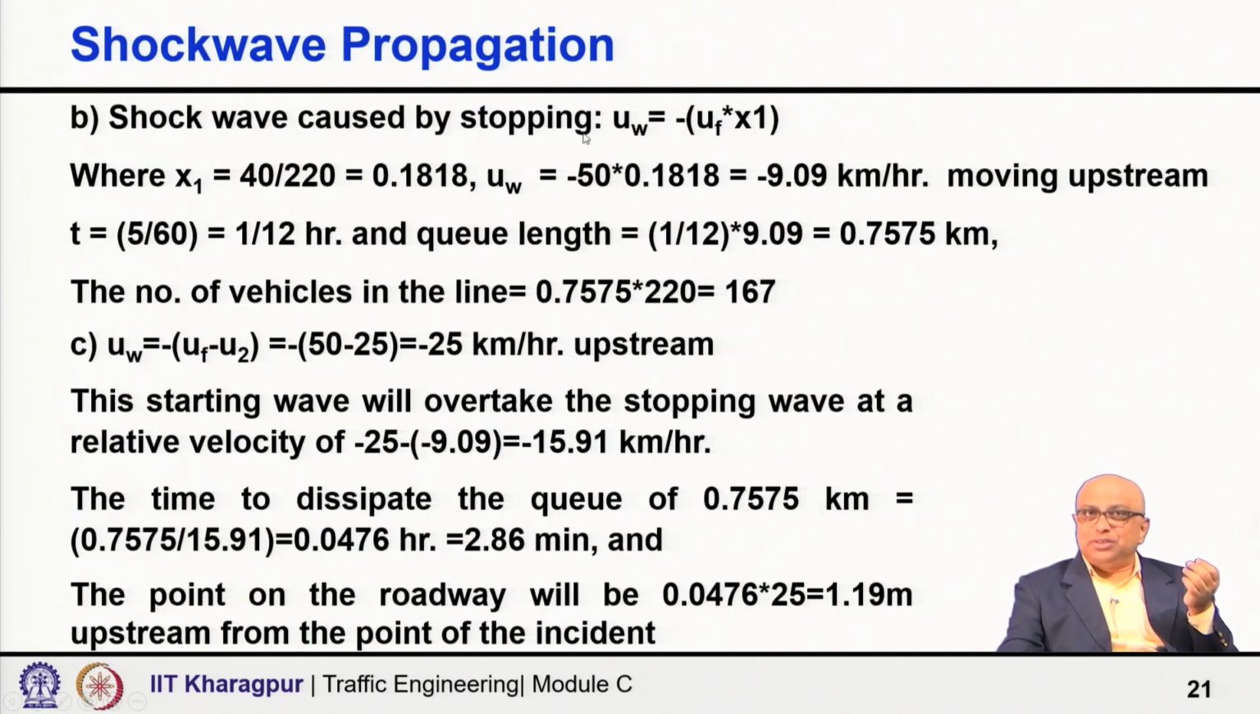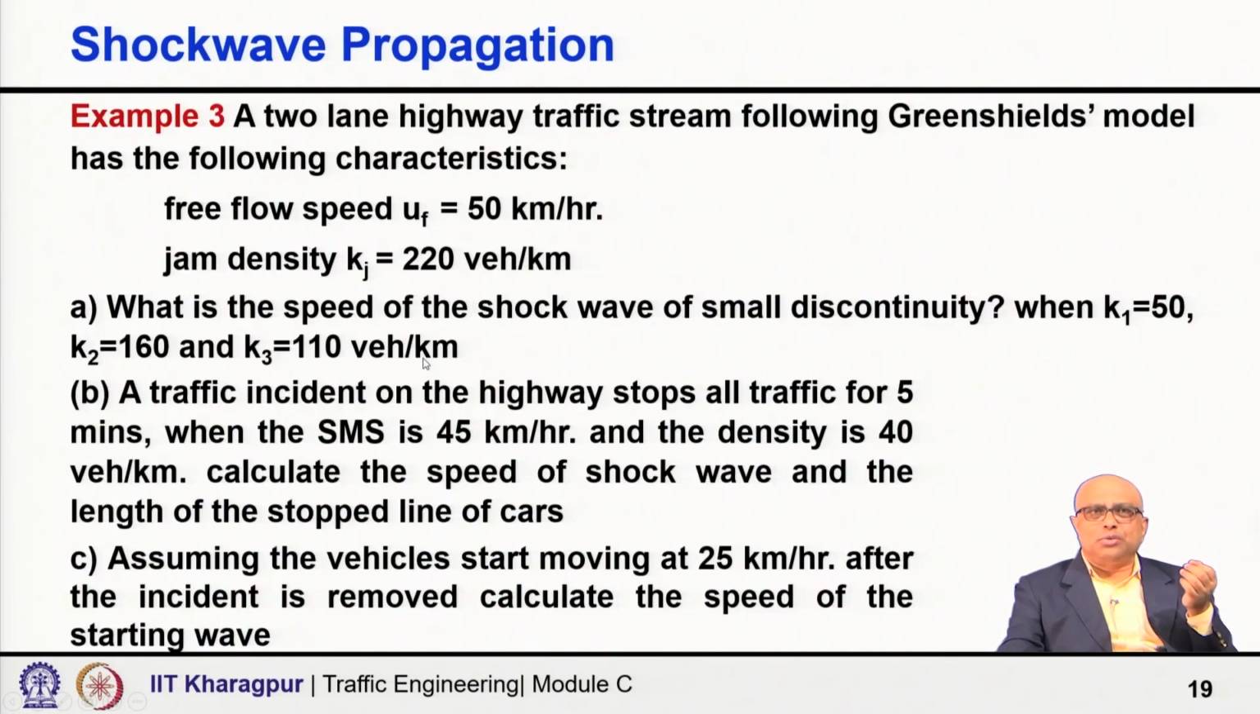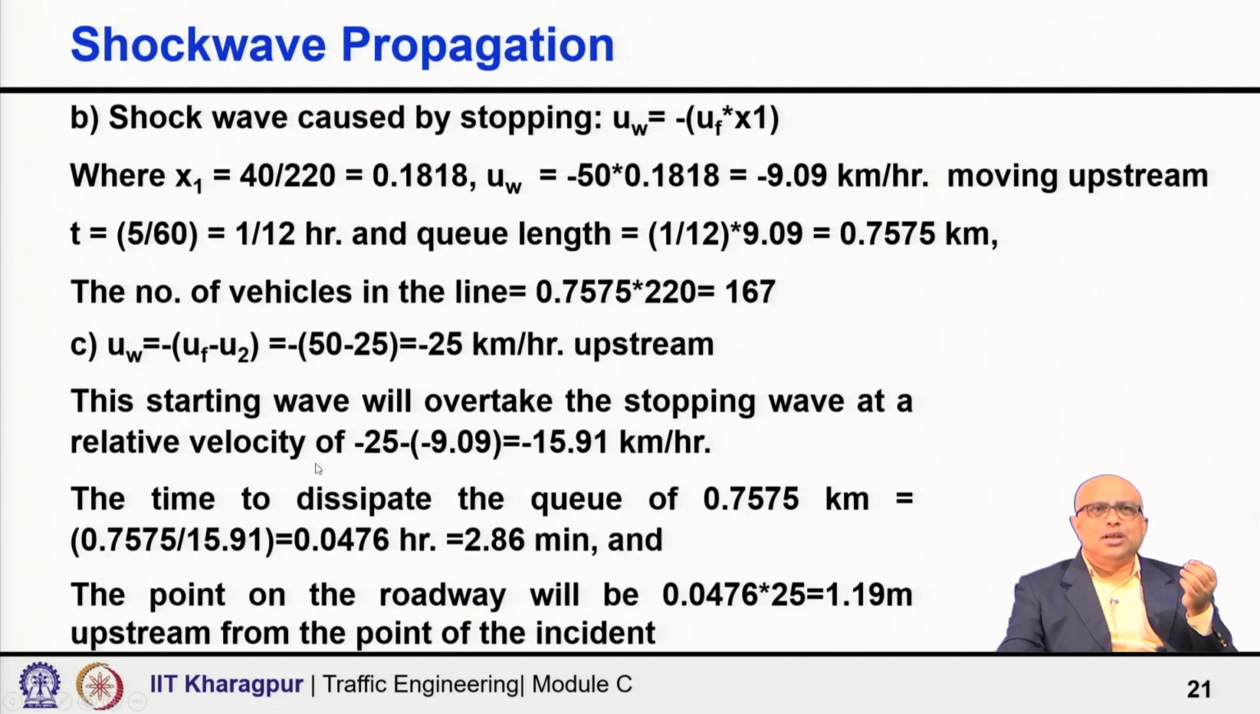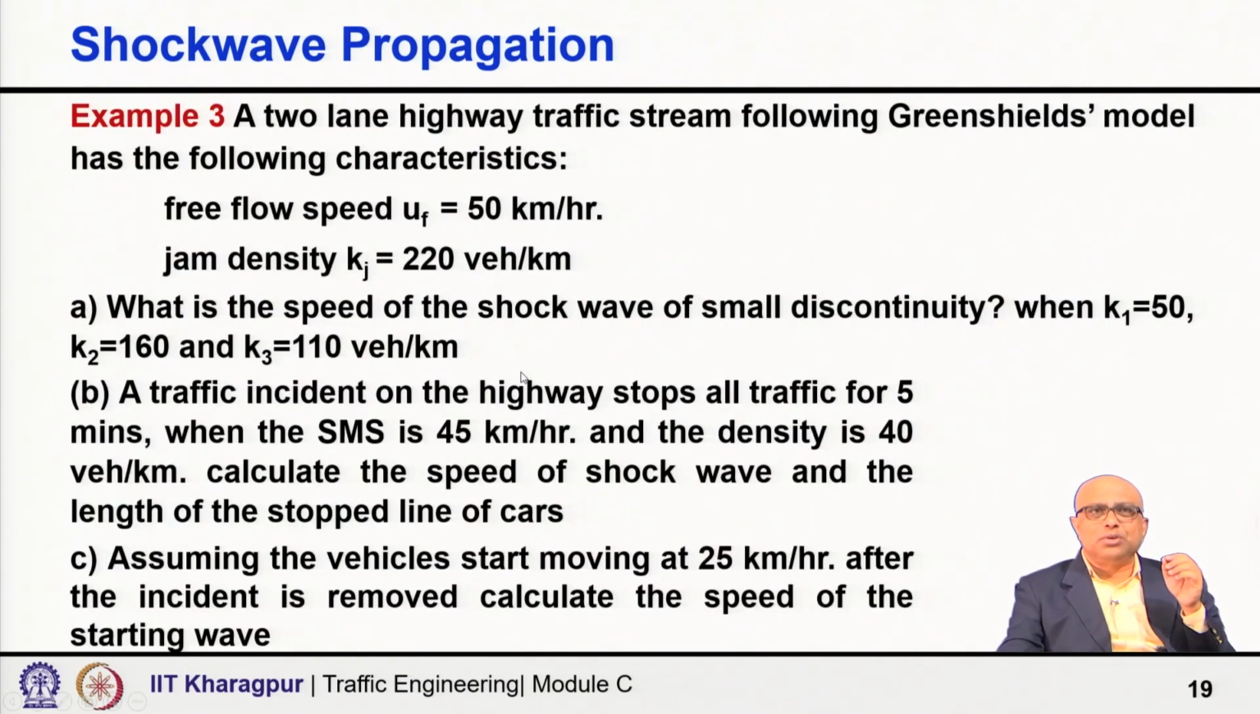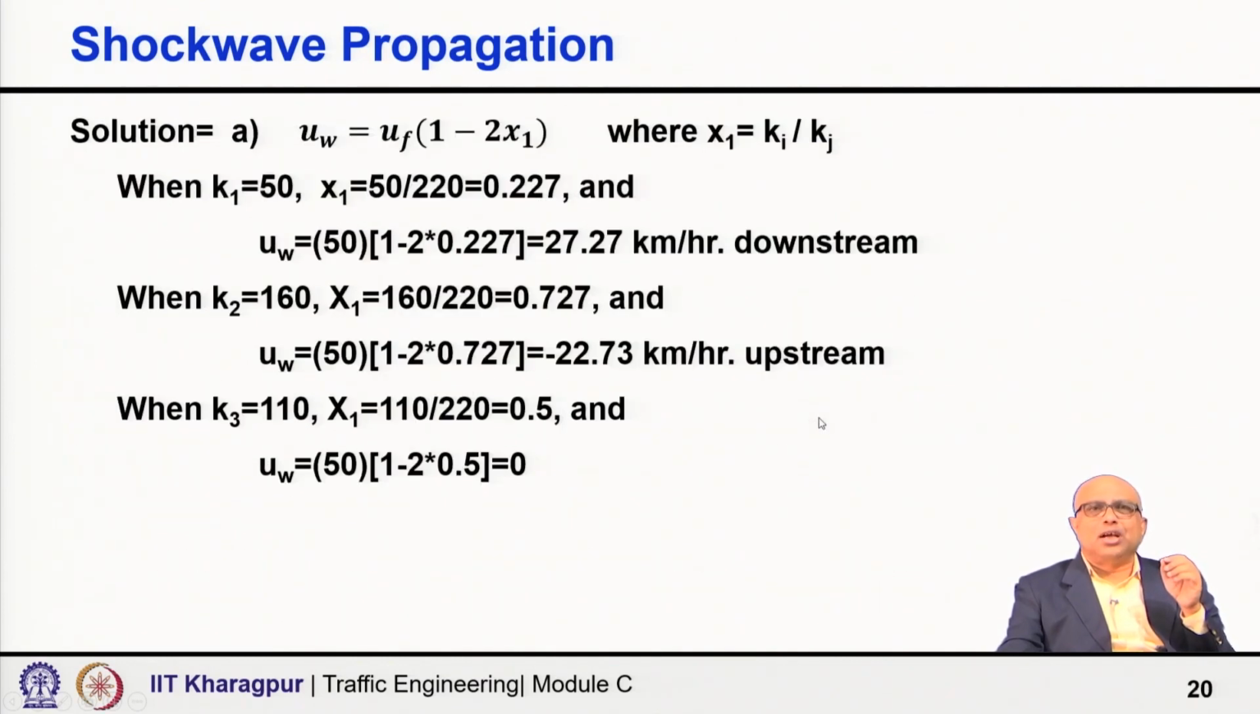Shock wave, it is caused by stopping. So, uw equal to minus uf into 1 minus x1. x1 will be 40 by 220 because that was the state, 40 vehicles per kilometer density. So, you can accordingly calculate the speed of this shock wave caused by stopping, and this will move upstream. It stops only for 5 minutes, that is what is told. You can go and check it once again, that all the vehicles are stopping for 5 minutes.